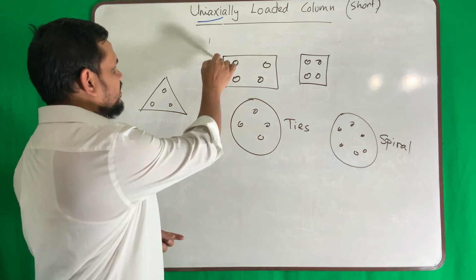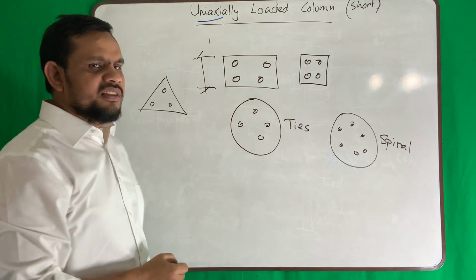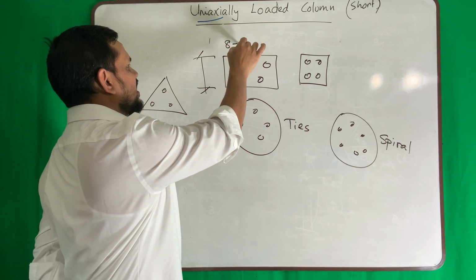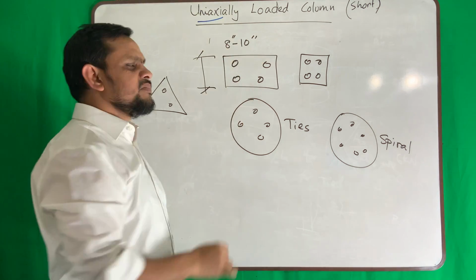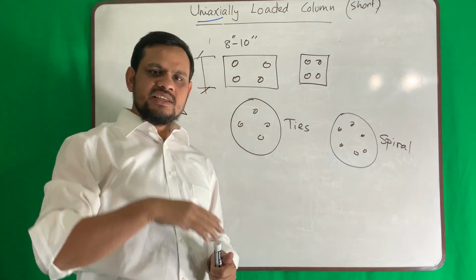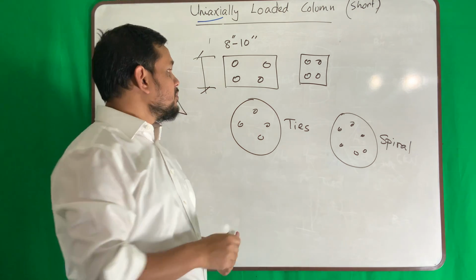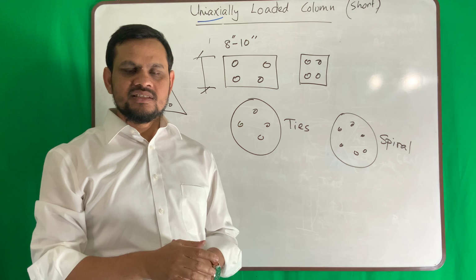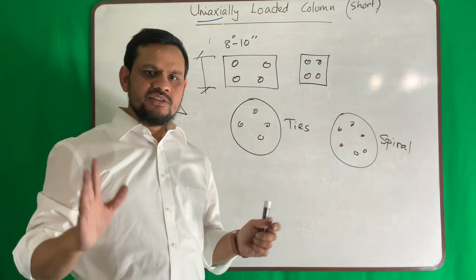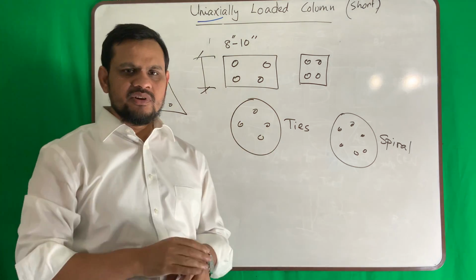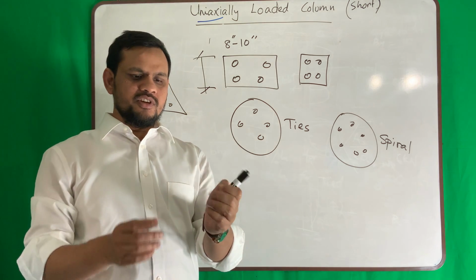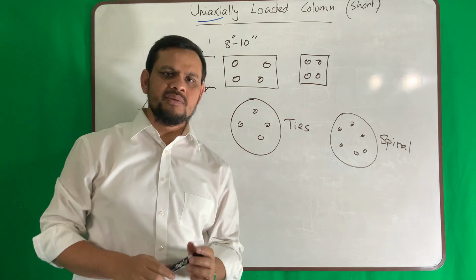Now size, what should be the minimum size? For minimum size, there is no requirement, but practical says 8 to 10 inch. In the previous ACI standard, there was a requirement that minimum area should be 96 inch square. This requirement is no longer valid. Any size is okay, but practically 8 to 10 inch is okay. So 8 means roughly this. It's not so huge. So minimum 8 to 10 inch.